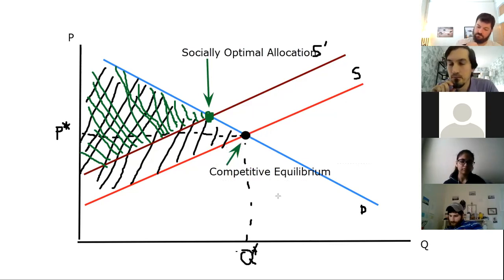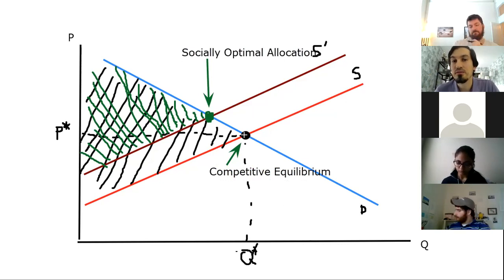But this is a market failure. The whole point of this was to teach you about market failures and negative externalities. It's a market failure because the competitive equilibrium is here, and that's not the place that's most efficient. The most efficient place is the socially optimal allocation here, where S prime meets the demand curve D, because we should factor in the negative externalities that are imposed.